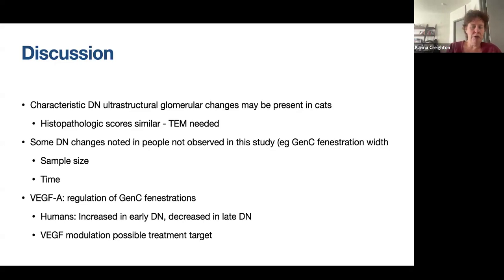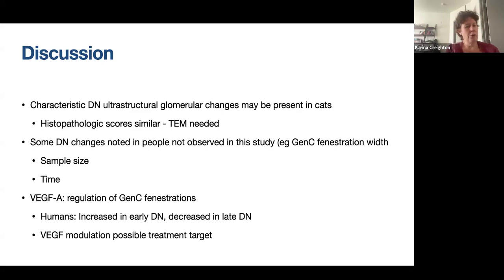Often diabetic people could be living with their diabetes for many, many years, so they can have a much greater proportion of their life where they are managing their diabetes. So whether it's a matter of these cats just didn't live long enough to see some of the changes that are observed in people. It's hard to tell whether there is a true difference between DN in cats versus people, or whether it's just due to sample size and, as said, the time progression of the disease.